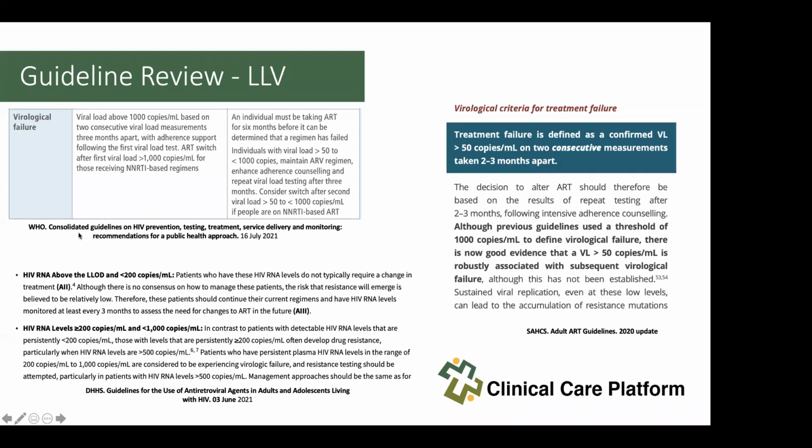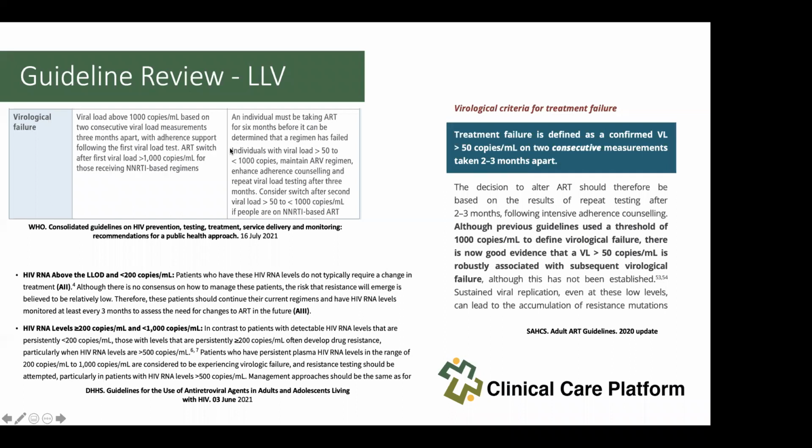And you'll find that the World Health Organization, again with updated guidelines up to July this year, still talks about a viral load of more than 1,000, and this is how the South African guidelines are written, because the World Health Organization makes guidelines that are applicable for many people, right?